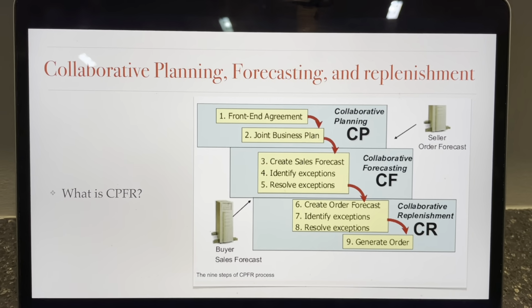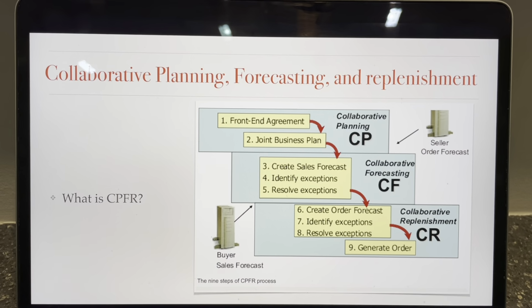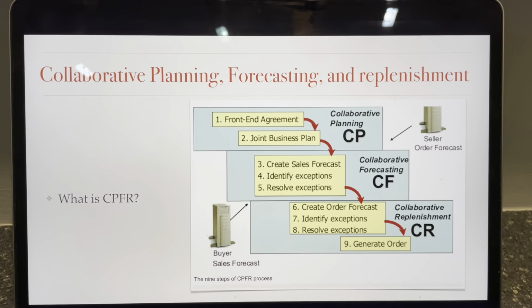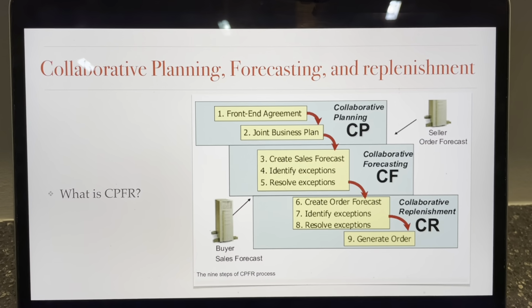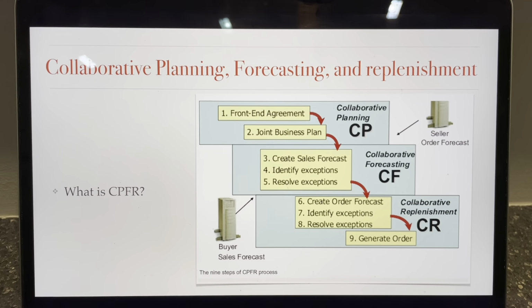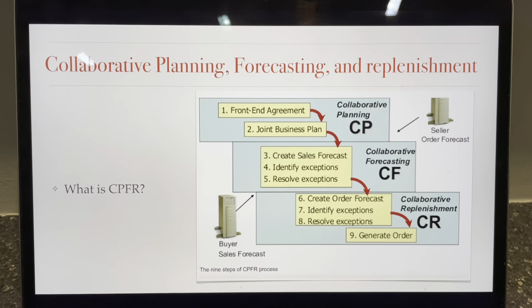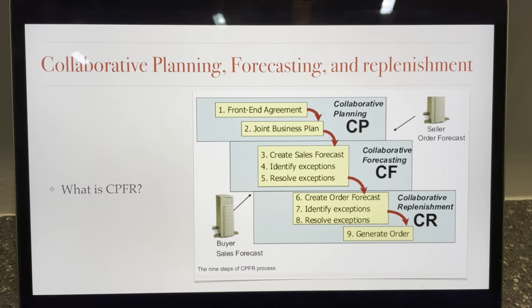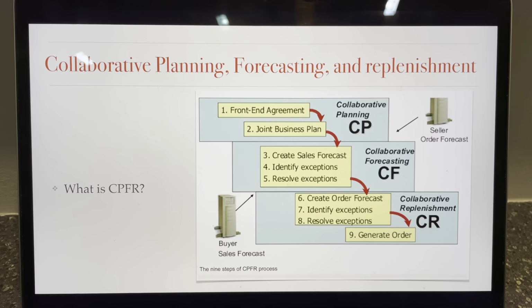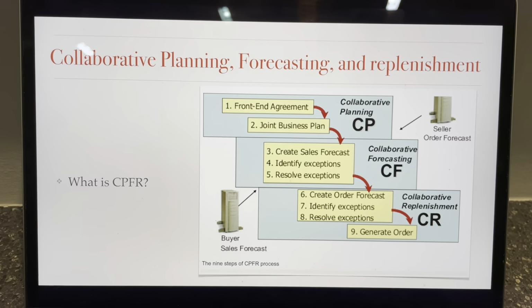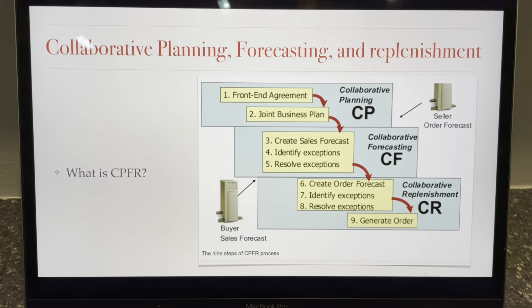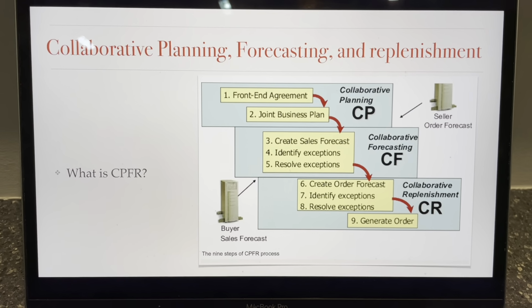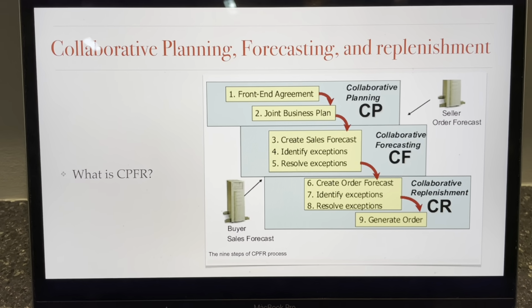So now here I'm going to introduce the CPFR. So we can see the picture here. There are three main stages. The first stage is planning. Second is forecasting. The third stage will be replenishment. So here we can see every step. Here are the nine small steps in the planning, forecasting and replenishment.